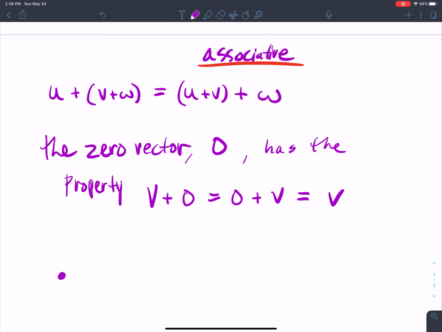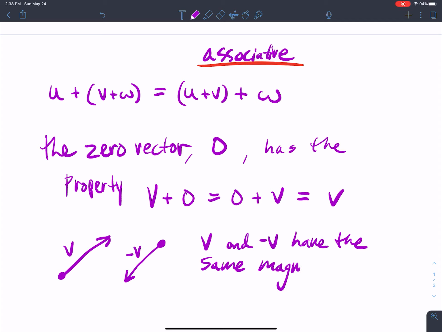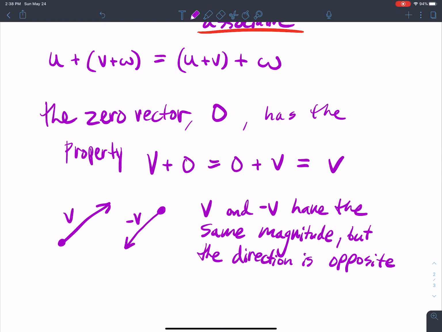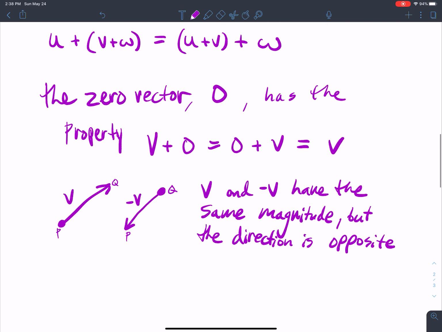Now, if v is a vector, then going in the complete opposite direction, this is negative v, same magnitude. So v and negative v have the same magnitude, but the direction is opposite. So if that goes from P to Q, then this goes from Q to P. Furthermore, if I take V and I add the negative vector of that, I should get the 0 vector.